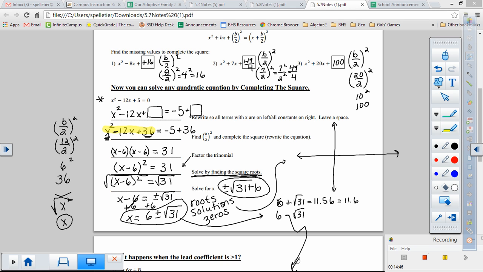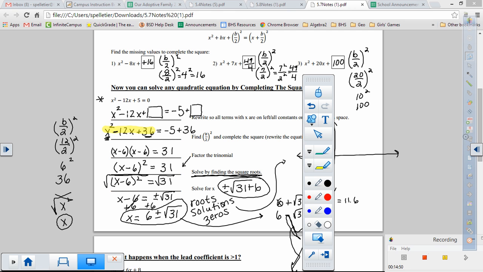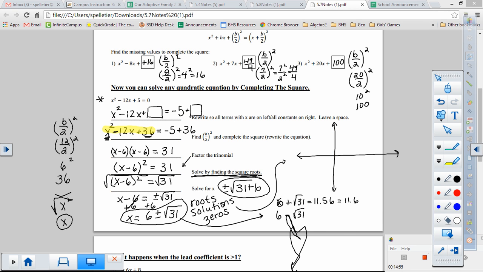I don't know what's happening with my marker right now. Hang on. So let me see if I can get my eraser to work. My marker's going crazy. Okay, sorry.